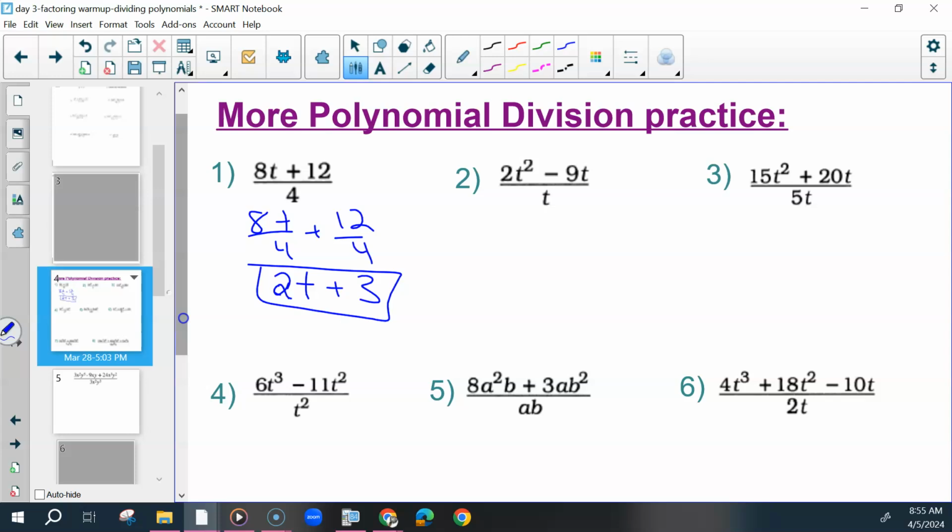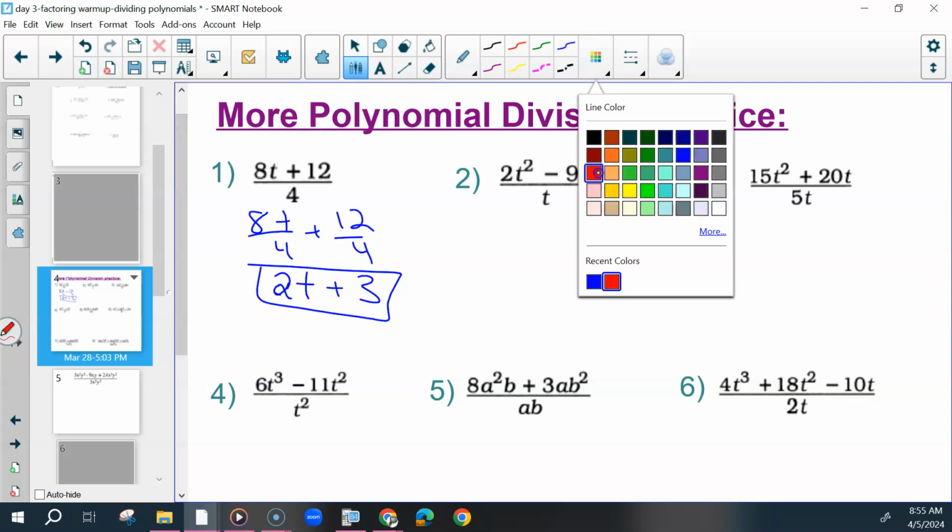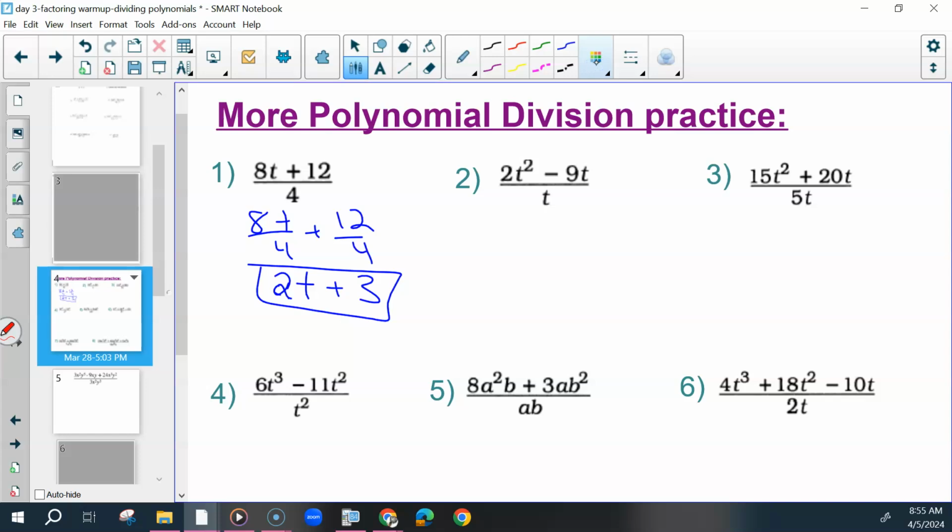The other way you could do this is to use the GCF of the numerator. So if we look for what do these have in common? 4. And if I divided 4 out of both of these, what's left? 2t plus 3. But we still have to put the denominator there. Usually when you factor out a GCF, whatever that denominator is should be the same. Sometimes it will be different. We'll talk about that in a moment. But then if they're the same, you can cancel out your like factors to get that final answer.